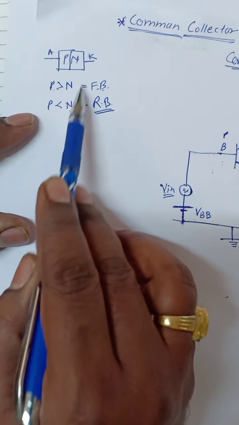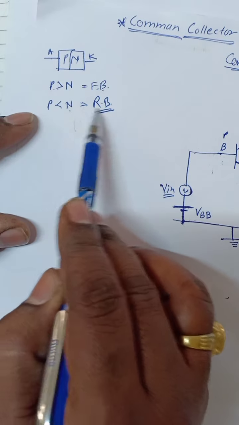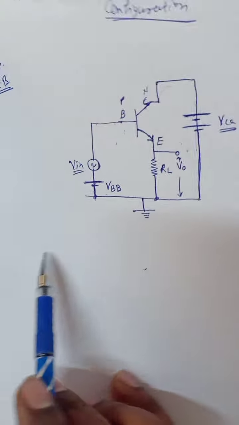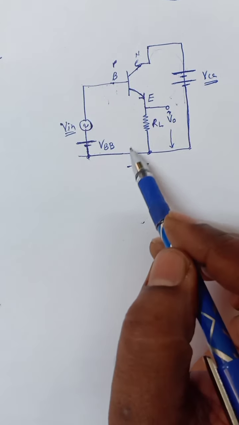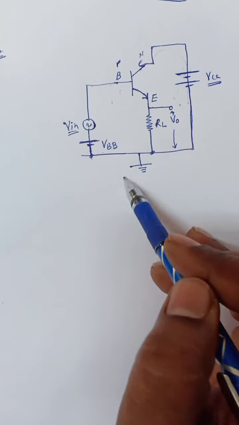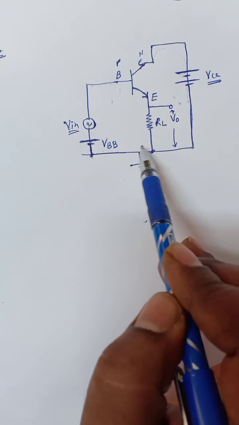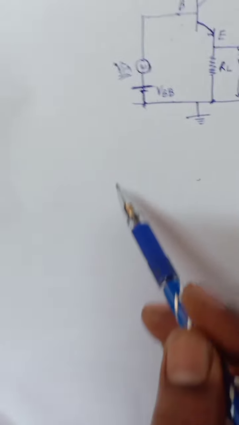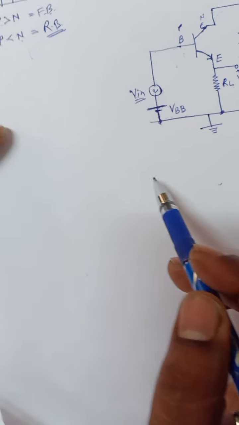You have to keep in mind that P is the anode and N is the cathode. If P is greater than N, it becomes forward biased. If P is less than N, it becomes reverse biased. So this is the diagram of the common collector configuration. The collector is made common to the ground. This is a common collector configuration.